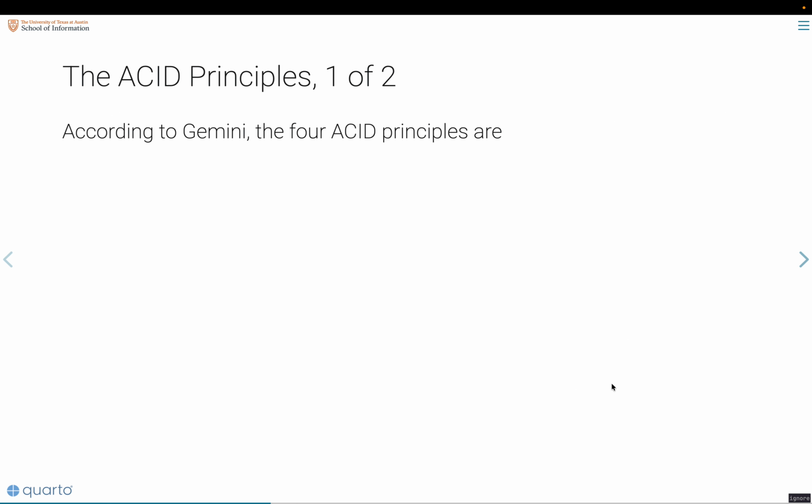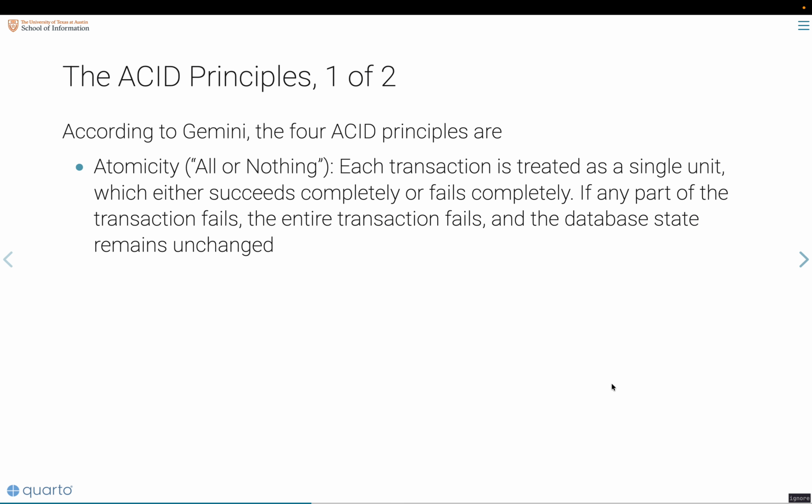And ACID stands for atomicity, consistency, isolation, and durability. So atomicity means that each transaction is treated as a single unit. So I mentioned before that if you withdraw money from one account to put it in another account, you want to think of the withdrawal and the depositing as one transaction, say a transfer.